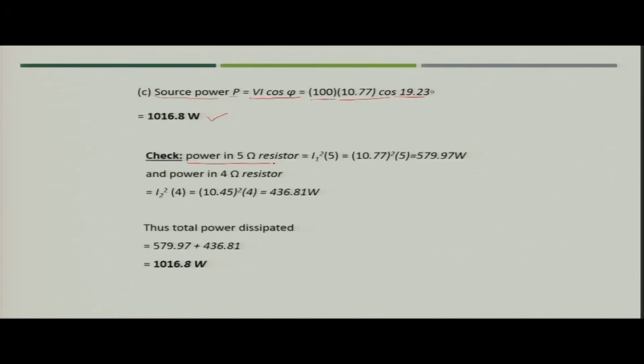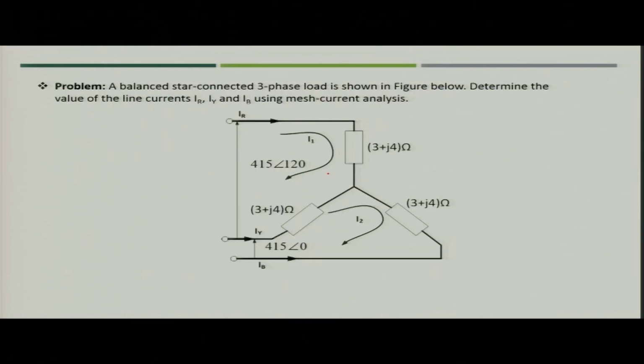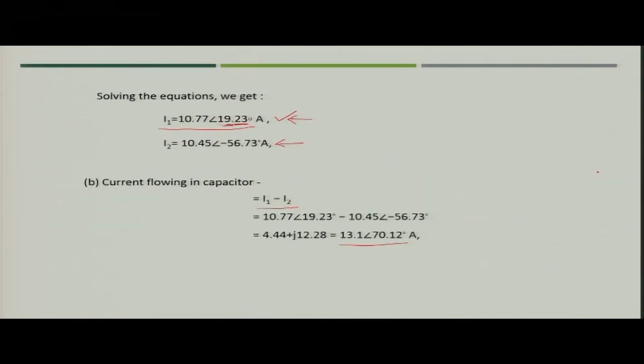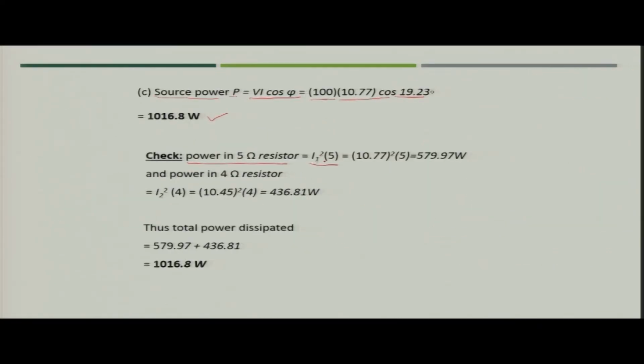So, now power in the 5 ohm resistor is nothing but I1 square into 5, because if you see, the current flowing through the 5 ohm resistance is simply I1, and for the 4 ohm resistor the current flowing is I2. So, you have to just simply put the value of I1 in case of 5 ohm. So, I1 square into 5, you will get the value of 579.97 watt.